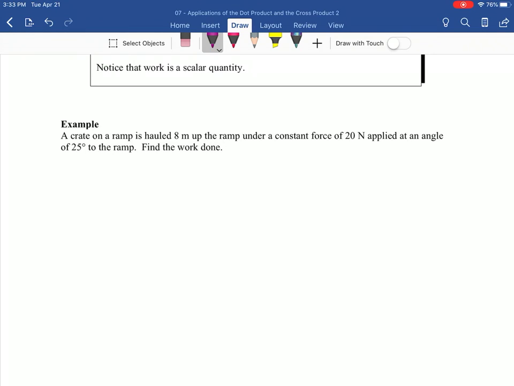So a crate on a ramp is hauled 8 meters up the ramp under a constant force of 20 newtons at an angle of 25 degrees to the ramp. Find the work done. Just need a little picture here to establish what's happening. Here's my ramp. And for you physics people, you might be worried about the angle of the ramp, but this particular case is such that we don't really need the angle of the ramp, because there's the displacement going up the ramp there, and then there's a force acting at 25 degrees to the ramp. So they've actually given us the exact angle that we need here.